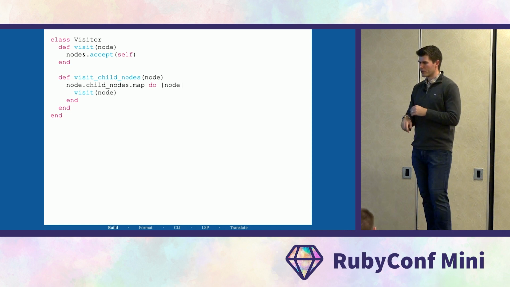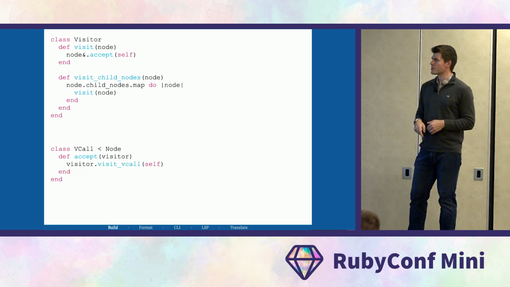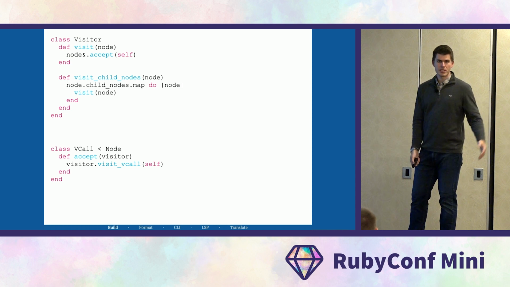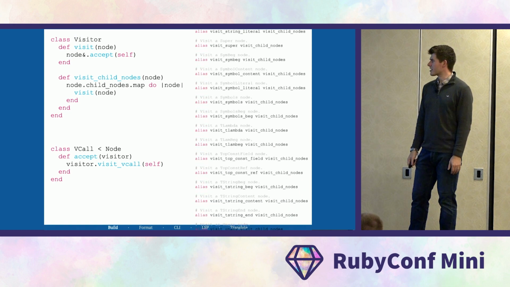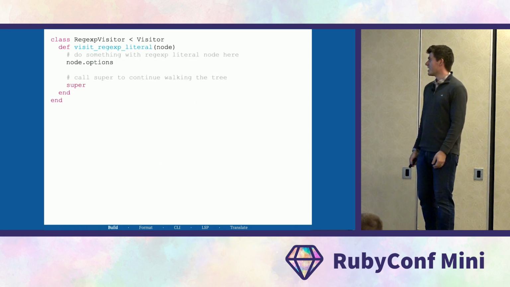So, walking the tree. As I showed you earlier, this is the visitor interface. We can go and provide the visit methods for every one of these. Visit vcall is one of them. Vcall is just a node in the tree. It means a node that can be either an identifier, local variable, or a method call. And I provide all of those aliases I showed you earlier. It's just a couple. You can go see visitor.rb, and you'll see it's just aliases. That's all it is.